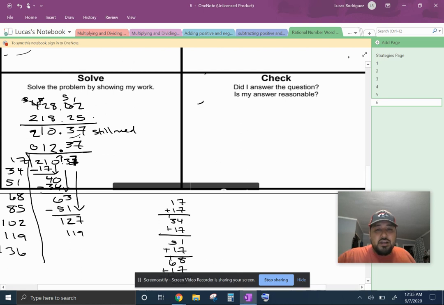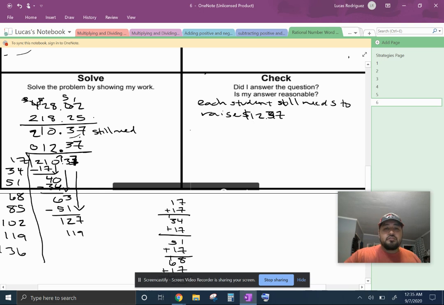So each student still needs to raise $12.37. So is that reasonable? Well, let's check.